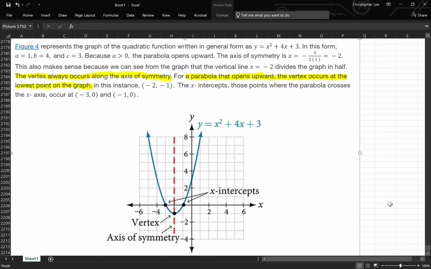So in this instance, we have the vertex at negative 2 comma negative 1. The x-intercepts are those points where the parabola crosses the x-axis, and they occur at negative 3 comma 0 and negative 1 comma 0, right? Those are the x-intercepts, the answers to the question, basically. That's it.